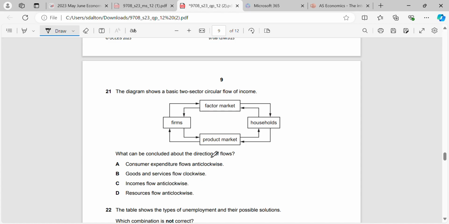But just to go through this, so what can be concluded about the direction of the flows? Consumer expenditure flows anti-clockwise. Okay, so first thing is, what is consumer expenditure? Consumer expenditure is money that we spend as households to firms, right? Now if we follow this, we can see that consumer expenditure would be here, from households to the product market and then into firms, and that is not flowing anti-clockwise, that is flowing clockwise. Okay, you can see that the outer ring here is the one that's flowing clockwise, and the inner ring is the one that's flowing anti-clockwise.